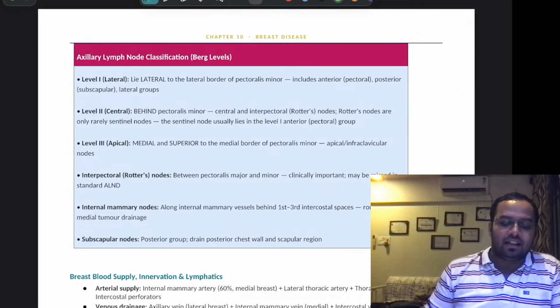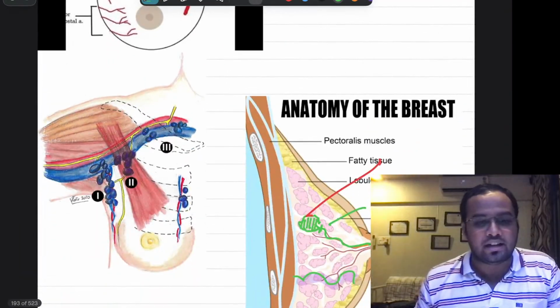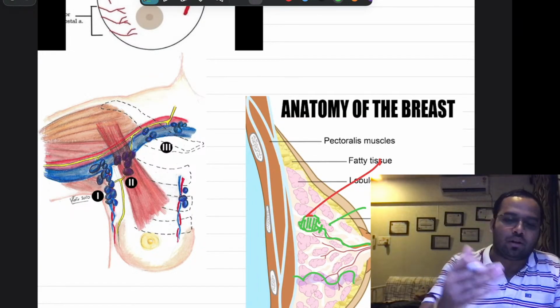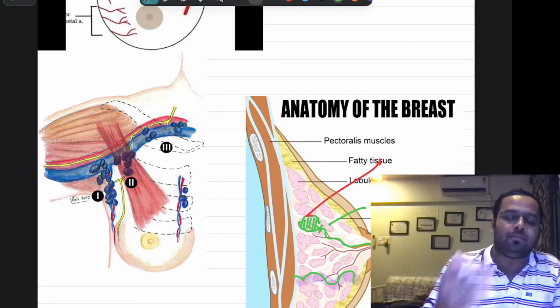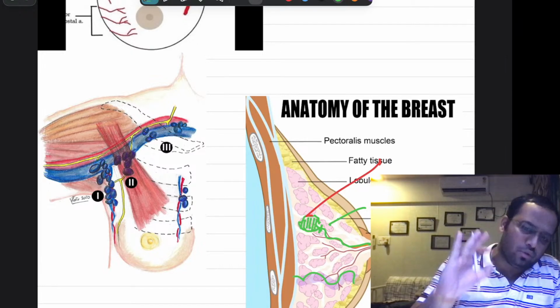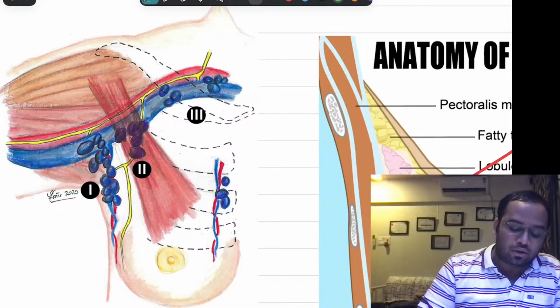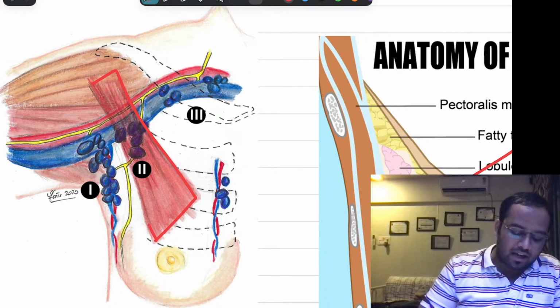So always remember, the clinical division of the lymph nodes is different, and the anatomical stations are different. The anatomical stations are going to divide the lymph nodes into anterior, posterior, lateral, medial and apical, central. So we are not going to use it when we are going to operate on the patient. What is the lymph node classification which you are going to use? So this is the pectoralis minor muscle.